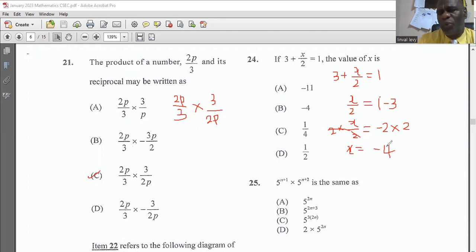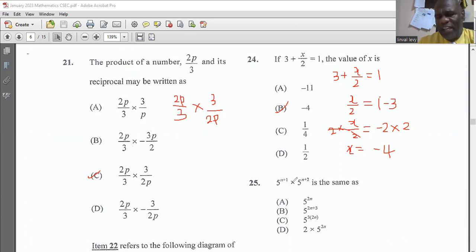Right? Now you can quickly prove it by substituting that in the equation. So negative 4 over 2 is negative 2. Right? 3 plus negative 2 is positive 1. Good, so your answer is B right here. Right? Now let's go to 25.